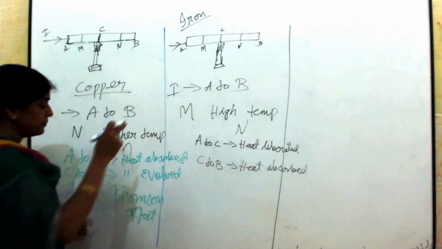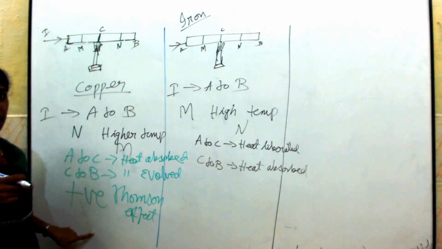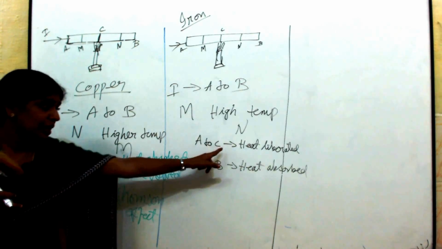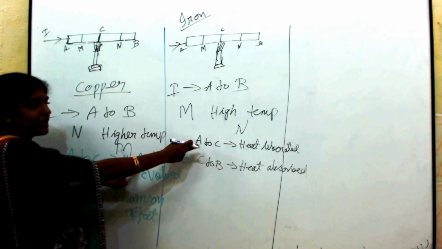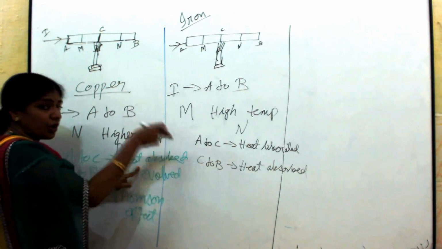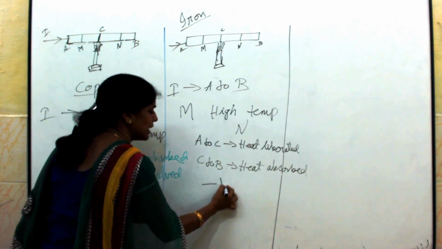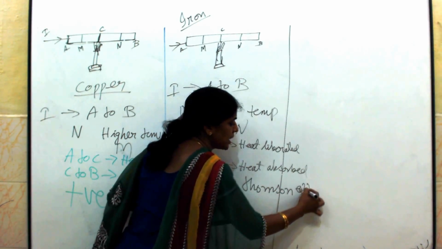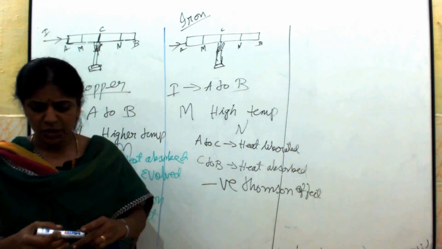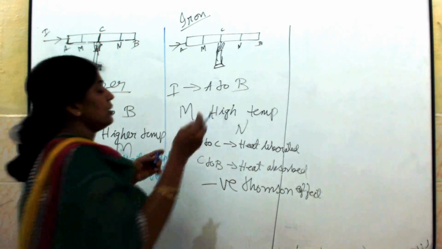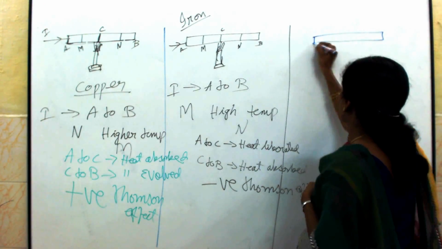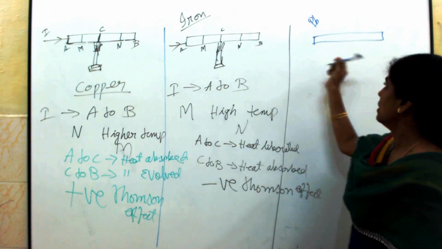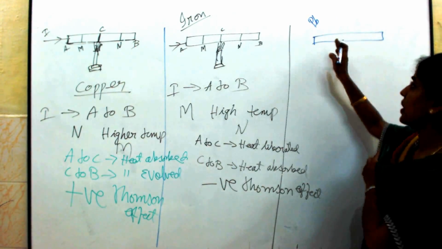For this metal, copper, he could not see the same changes in the iron bar. Here from A to C it is absorbed, but here it is liberated. This effect, which he noticed in the iron bar, he called the negative Thomson effect. Then he took one more rod, lead. First one copper, second one iron, third he did the same procedure for lead.